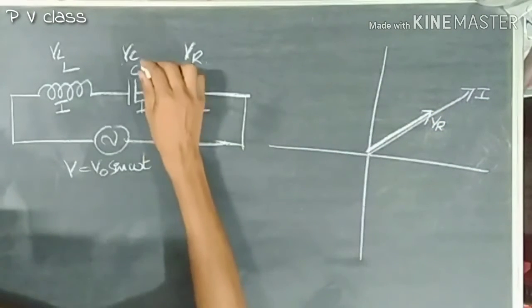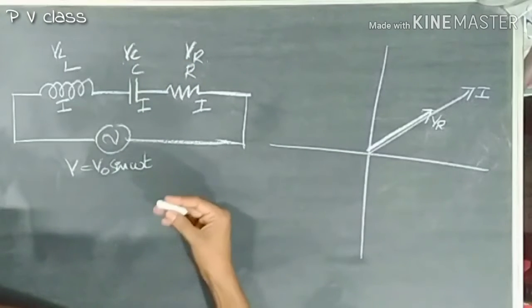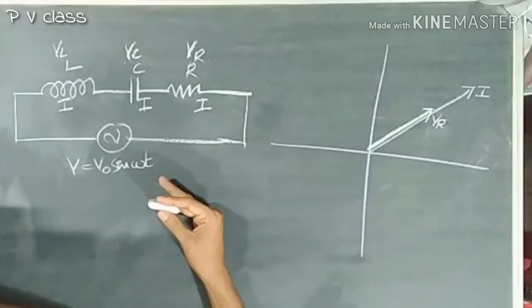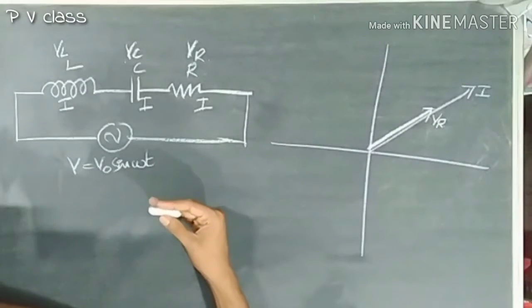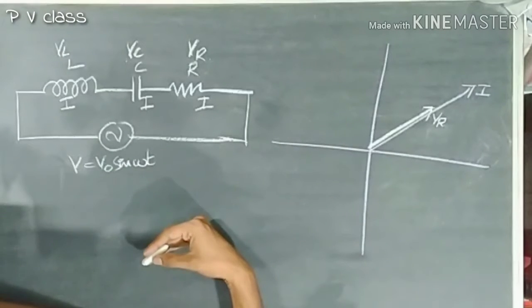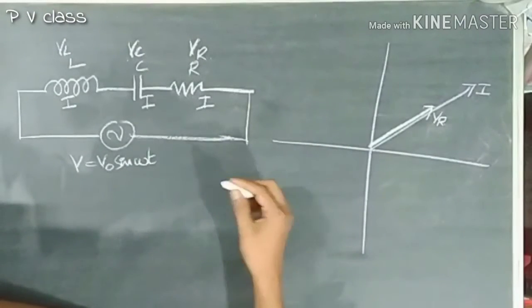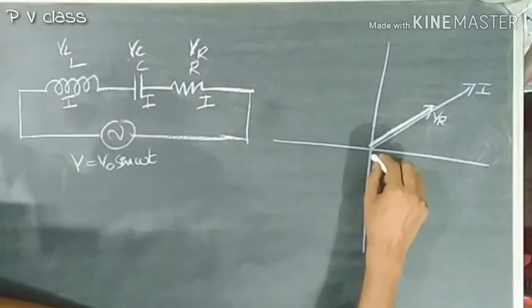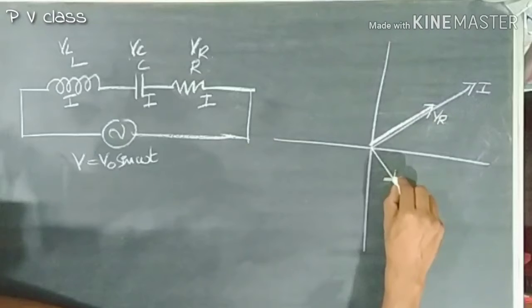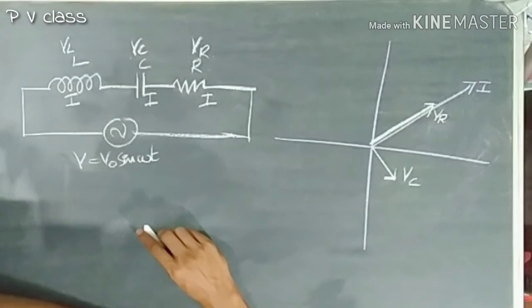Then in the case of capacitor, we have learned that in capacitor the current will lead by an angle of pi by 2. That means in the case of capacitor, voltage will lag by an angle of pi by 2. Since voltage is lagging by an angle of pi by 2, we have to draw the voltage over here. This is our voltage across capacitor, VC.